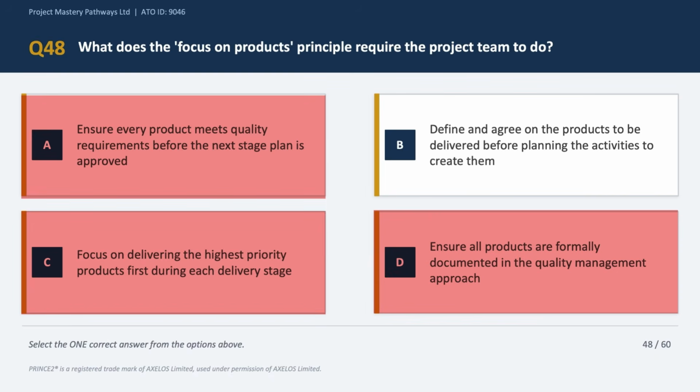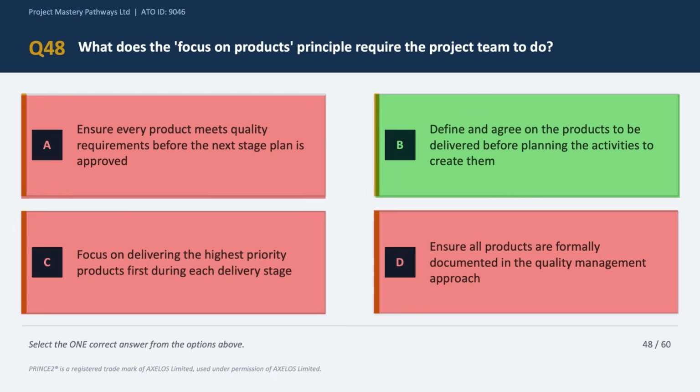So the correct answer is option B, which says define and agree on the products to be delivered before planning the activities to create them. Now, the principle of focus on products requires teams to define the what before the how, right? So you describe the products first and then you plan how to create them. So the products lead and the activities follow after them. Okay, so the correct answer is option B.